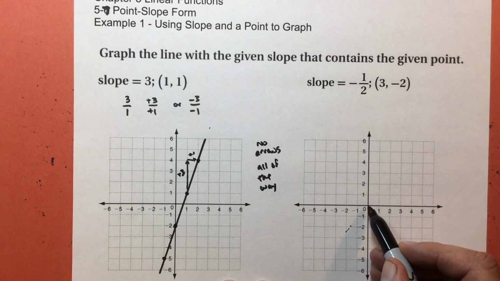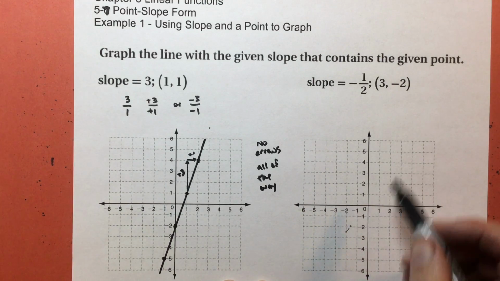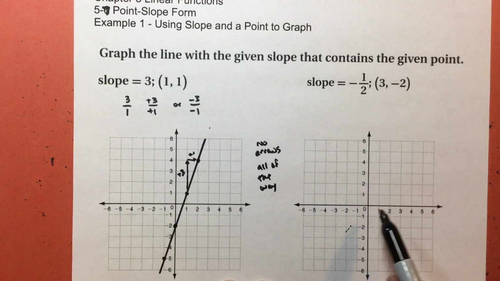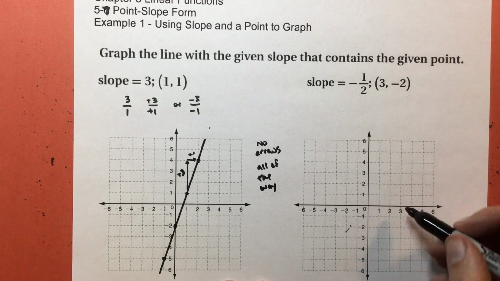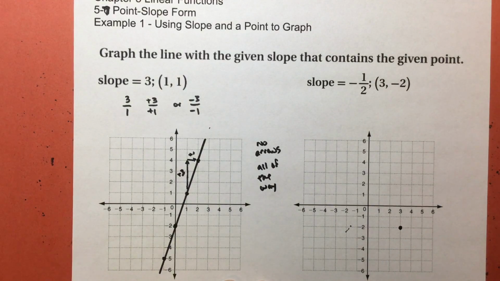So I go to the left 3. 1, 2, 3. Excuse me, I apologize. I switched the negative. It's okay, I caught it. Positive 3 tells me to go to the right 3. 1, 2, 3. Negative 2 tells me to go down 2 spaces. So 3, negative 2 starts right here.